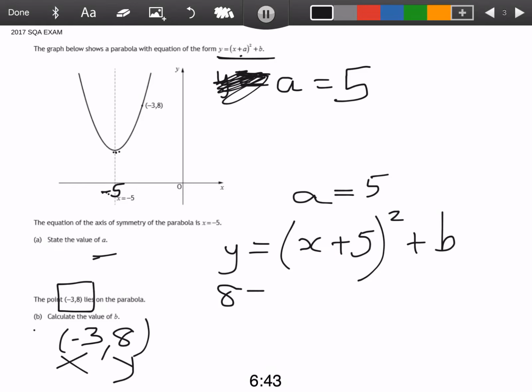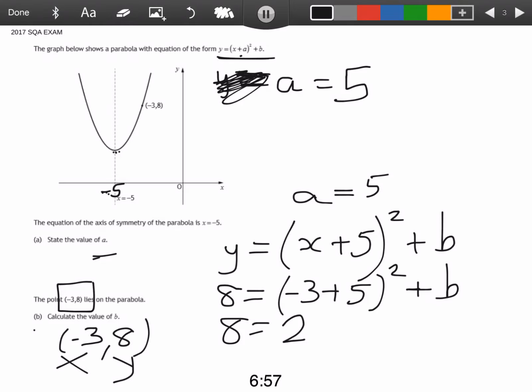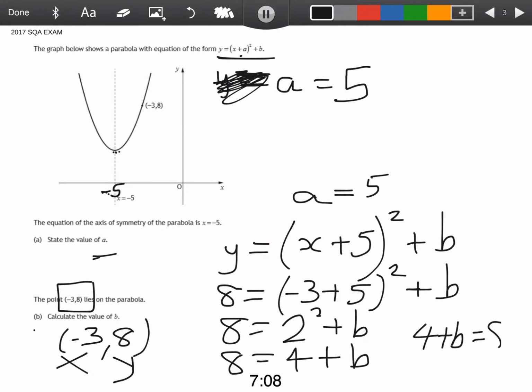We're going to sub these into this equation that we have here. So 8 equals (-3 + 5) squared plus b. Don't know what b is, that's the whole point of this question. We're going to try and work it out. What we've got is 8 is equal to -3 add 5 is 2, 2 squared plus b. What that really says is 8 is equal to 4 plus b. Well, if 4 plus b equals 8, b must be 4. 4 and 4 is 8. Okay, the value of b is 4.